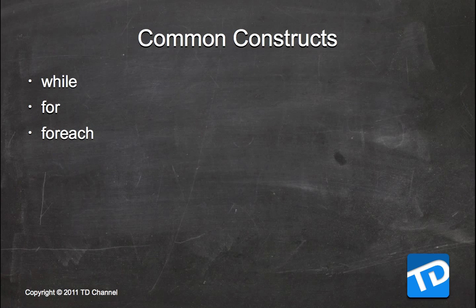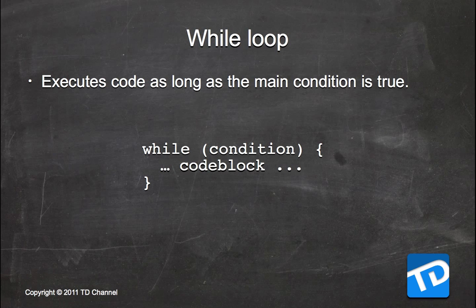What are the common constructs that are used for iteration in programming languages? Usually, most programming languages will have a while statement, a for statement, and some of them will have a for each, which is a more specialized statement that is used for arrays or lists. So let's look at a while loop. It executes the code inside the code block as long as the main condition is true.